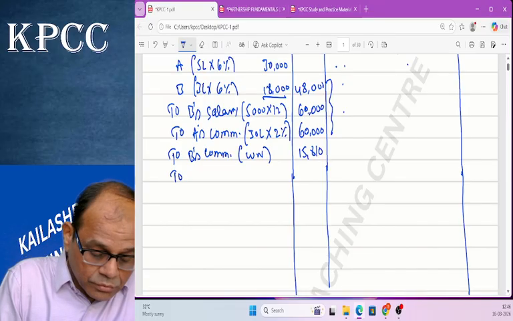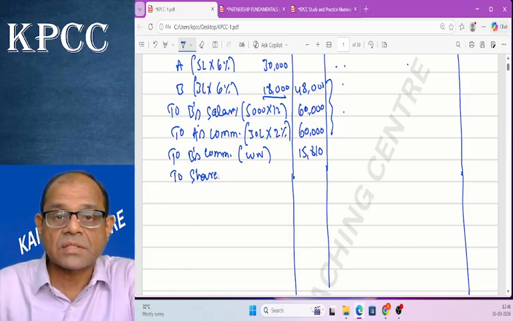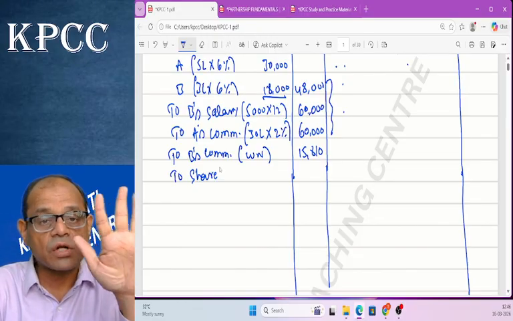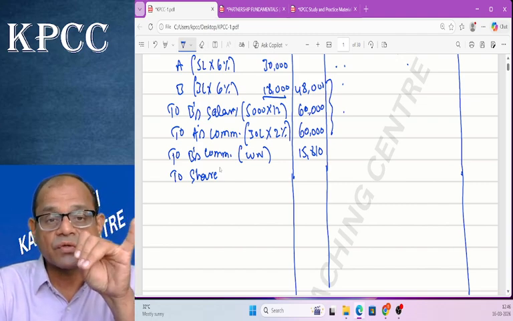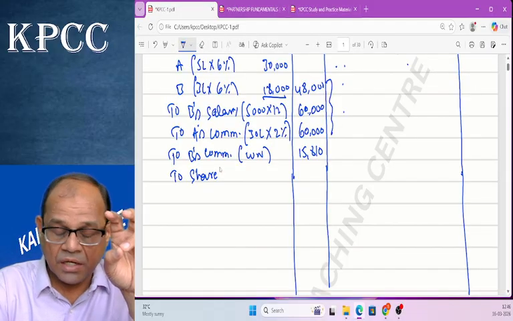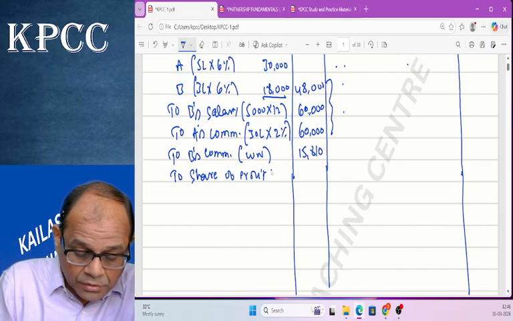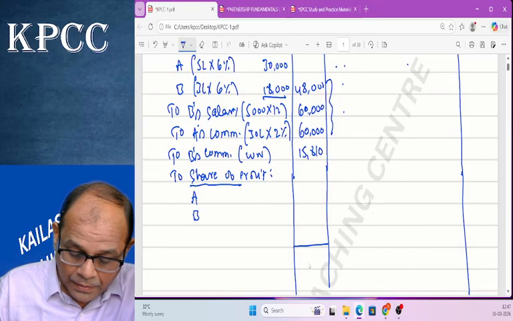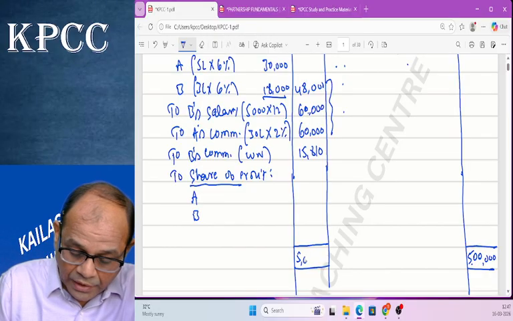Now to share of profit. I told you there is no general reserve transfer in this sum. Another item is share of profit. Totally 5 items: interest on capital, salary, commission, transfer to general reserve, share of profit. In this sum, general reserve transfer is not there. To share of profit, A and B, 5 lakhs.